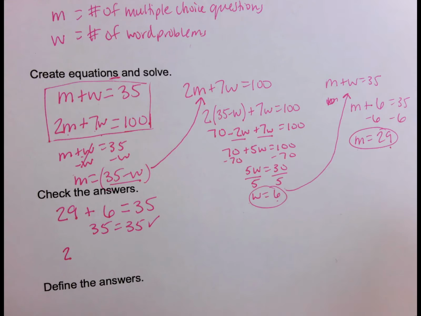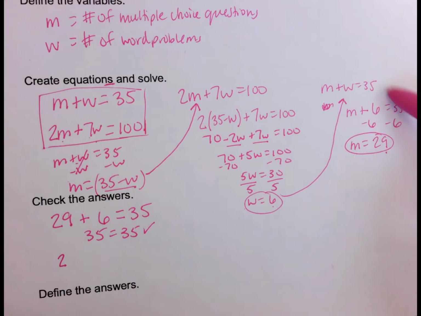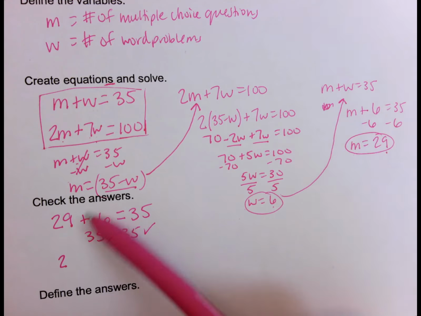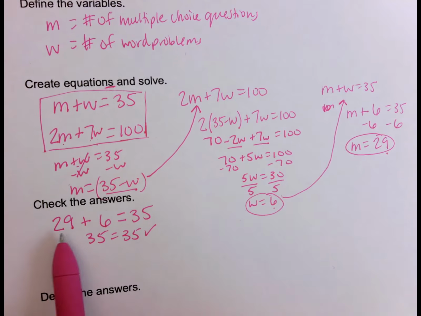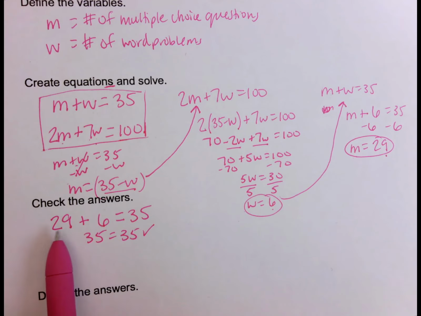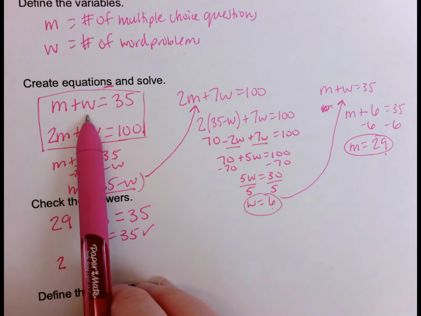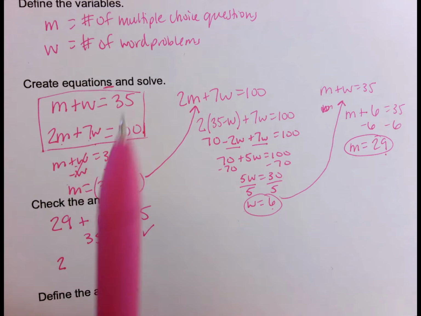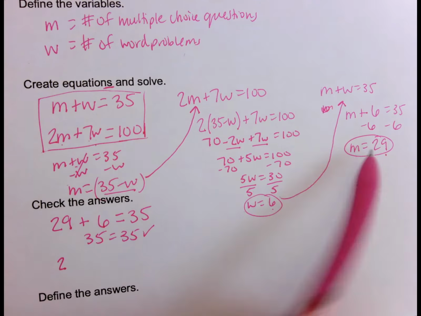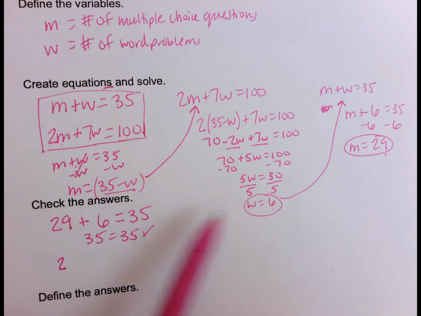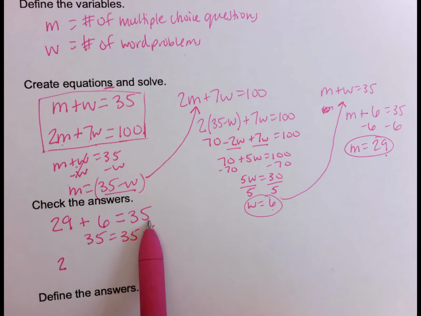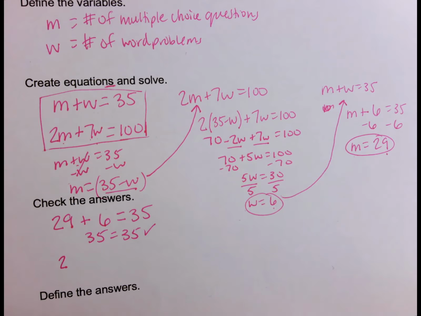Okay, so now that we have our problem solved, we need to check our answers. And so I've already started that process. So first thing was I know that the number of multiple choice questions and the number of word problems added together is 35. So 29 is the number of multiple choice questions, 6 was the number of word problems, and I add them together to get 35, so that works. Okay, that's the first criteria that had to be met.